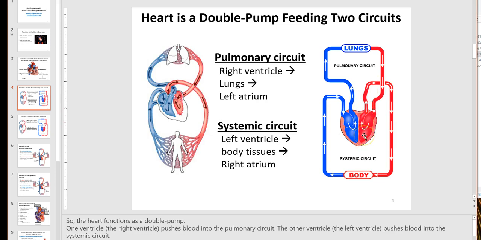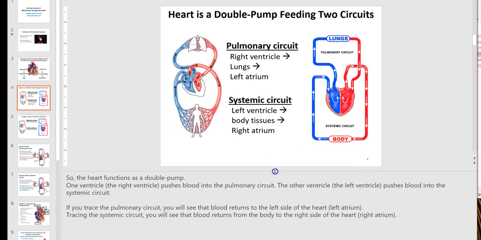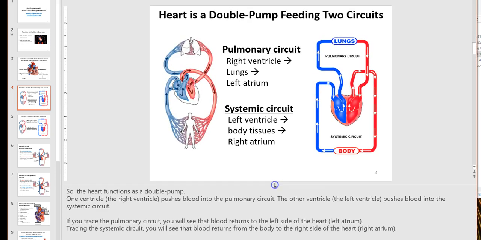Now, blood will have to return to the heart, of course, in both cases. From the lungs, blood will return to the left atrium. From the body, the systemic circuit, blood will return to the right atrium. If you trace the pulmonary circuit, you see that it starts on the right side of the heart, goes to the lungs, and returns on the left side of the heart. Whereas the systemic circuit starts on the left side of the heart, goes to the body, and returns to the right side of the heart.